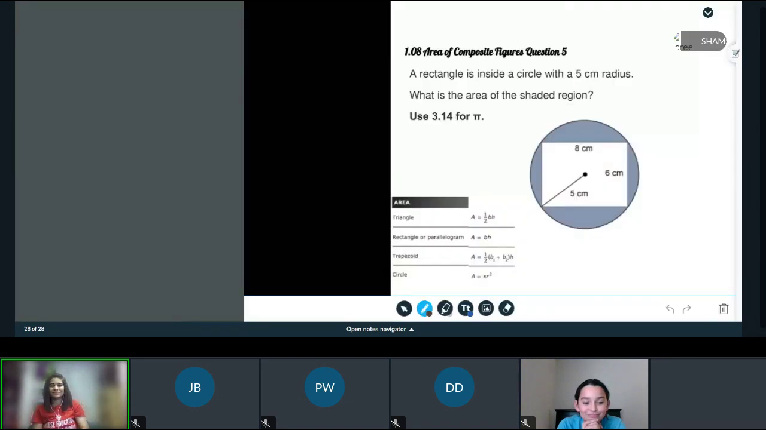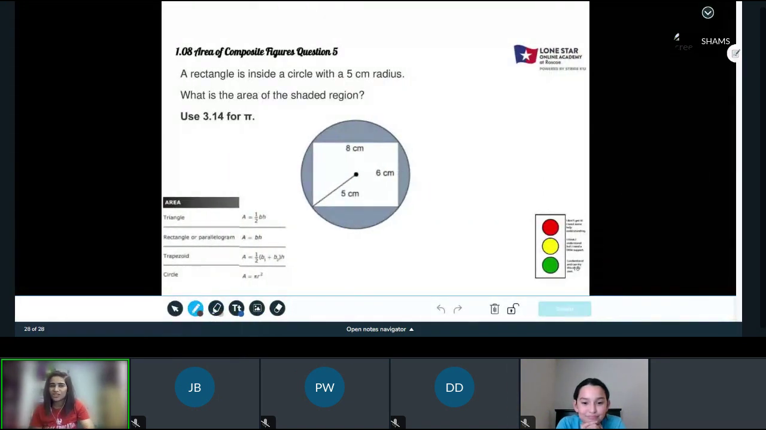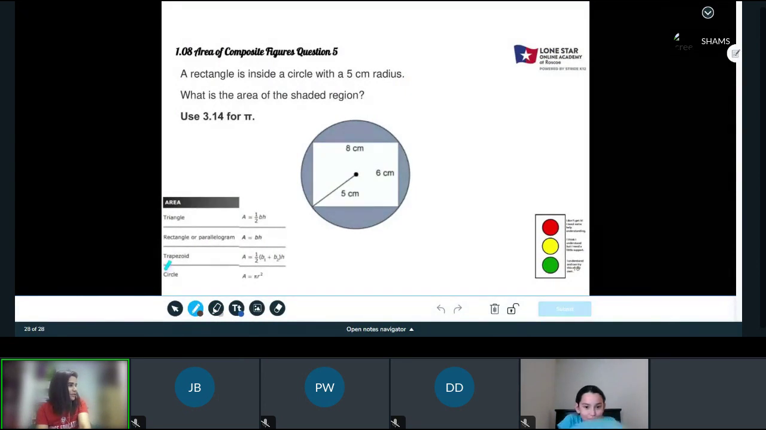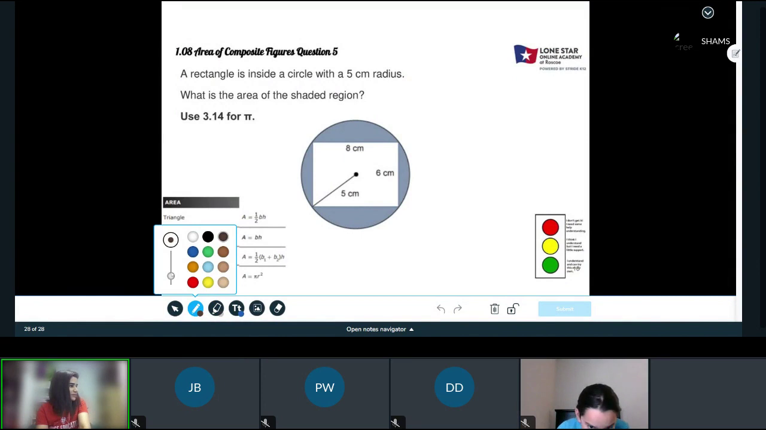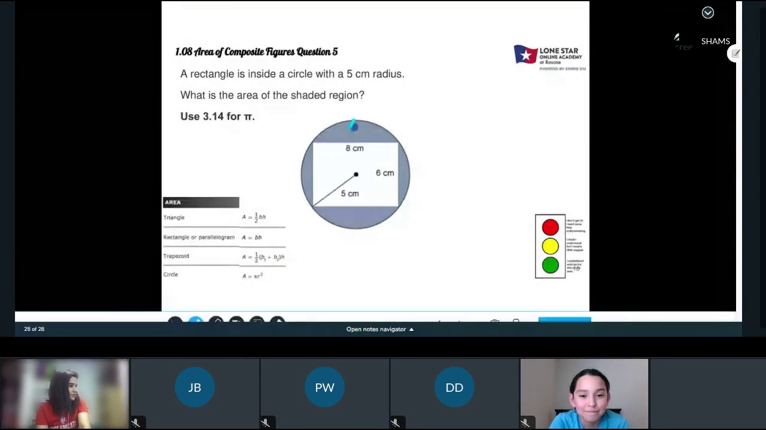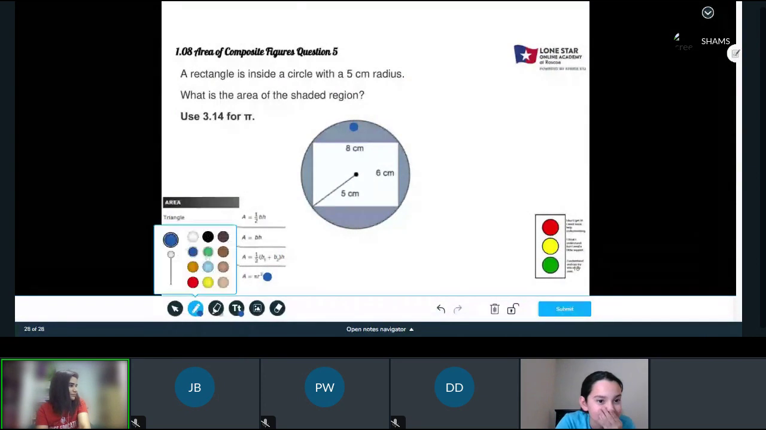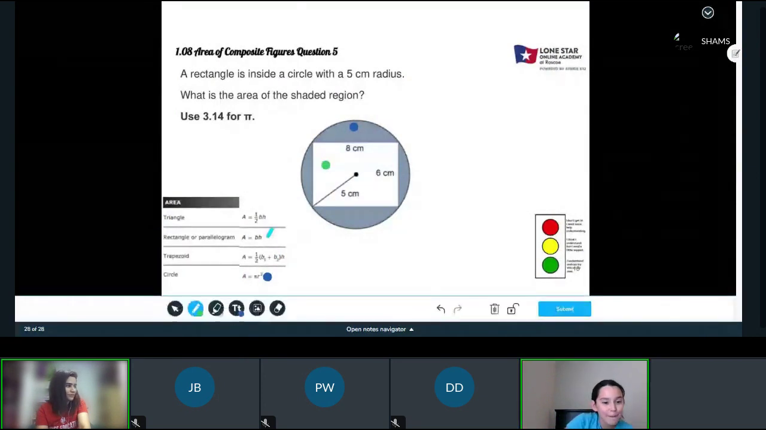Let's move on. This is the final question from 1.08 quiz. Let's go ahead and go about this one. Again, color code your work so you're using the right formulas. The circle part, we use the circle's formula. Rectangular part, we'll use the rectangle's formula.